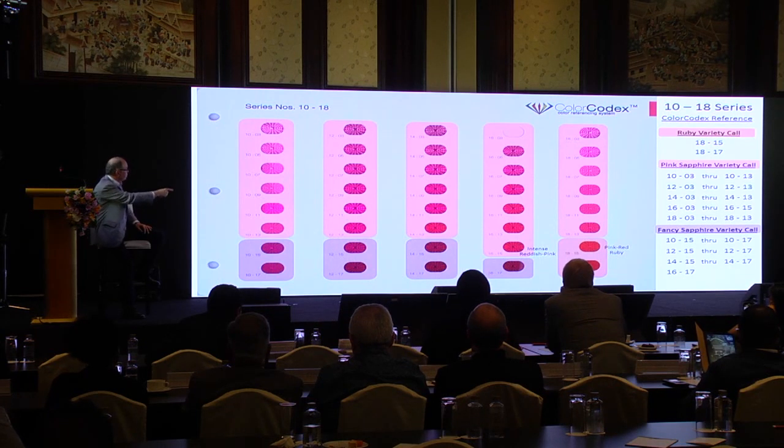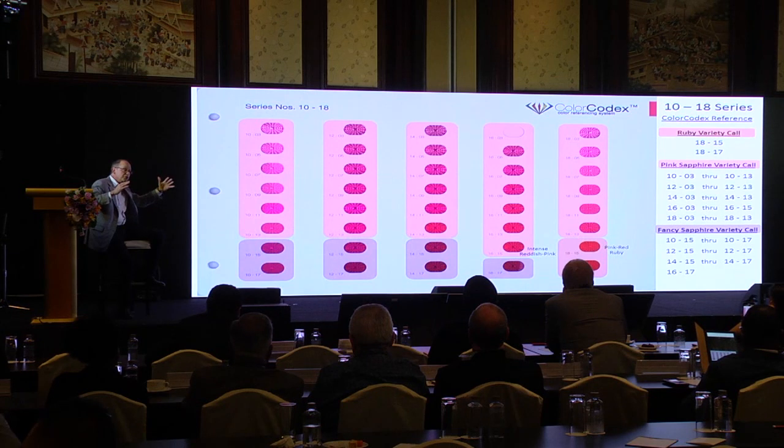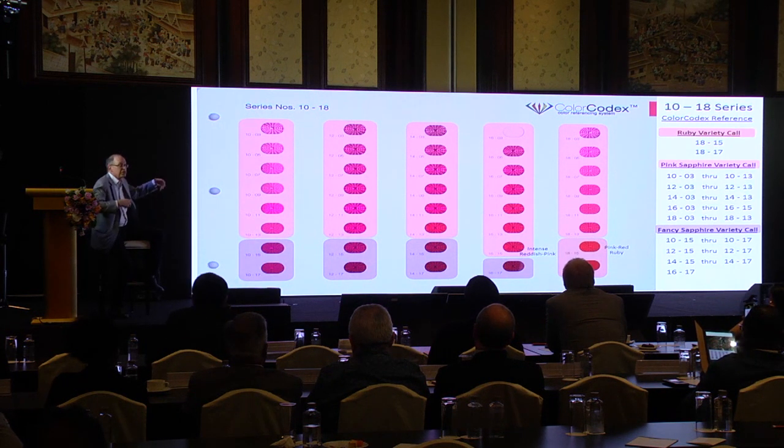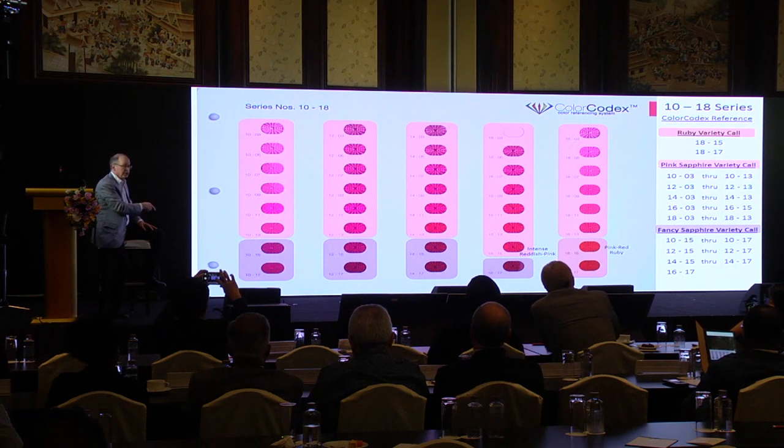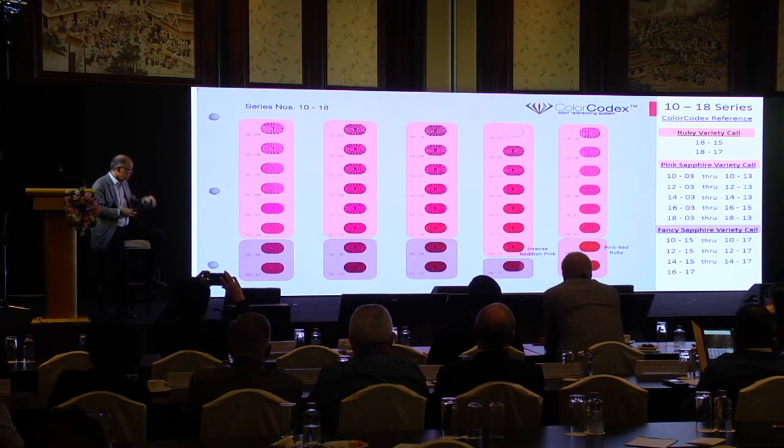As you move towards the left in this direction, it's actually getting increasingly more purplish. But all of this area of color, based on stones that were submitted to the laboratory, still falls within what we called a pink sapphire. The only area where we started to see ruby on this particular page was down here in the corner.